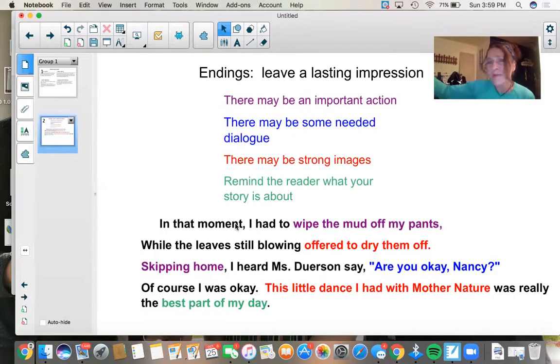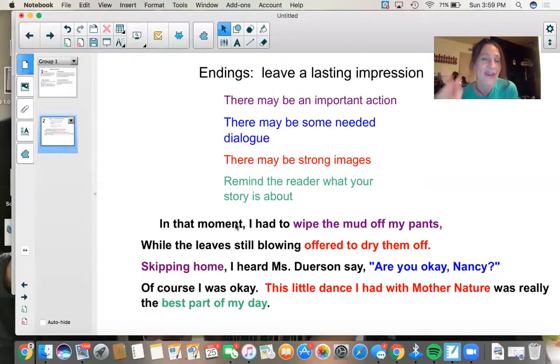And I remember I got splashed by the puddle. I dried myself off. In that moment, I had to wipe the mud off my pants while the leaves, still blowing, offered to dry them off. Skipping home, I heard Miss Durson say, "Are you okay, Nancy?" Of course I was okay. This little dance I had with Mother Nature was really the best part of my day.